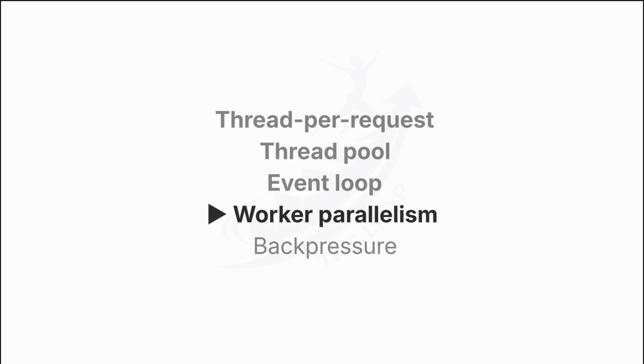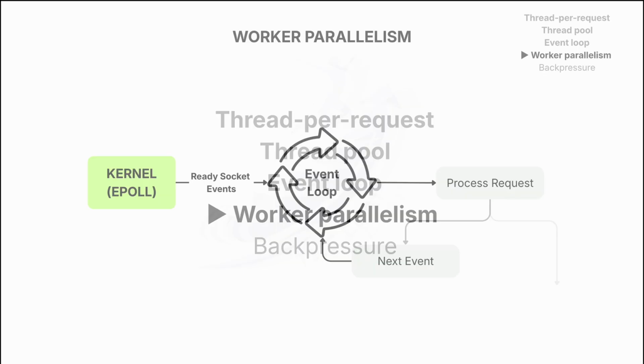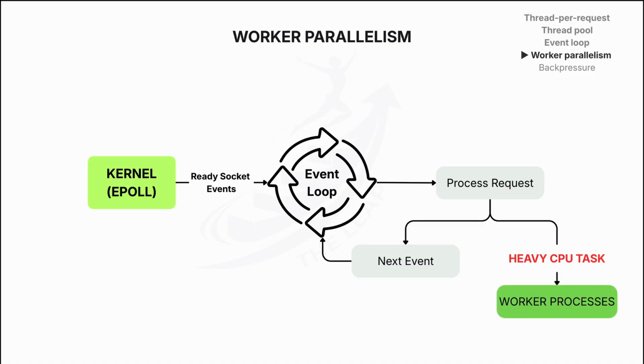Modern servers combine the event loop with worker parallelism. The event loop continues handling network events and incoming requests. But when a task requires significant CPU work, the server dispatches that work to worker threads or worker processes. While those workers execute the computation, the event loop remains free to continue processing new events. This separation allows the server to scale across multiple CPU cores while still handling thousands of concurrent connections efficiently.